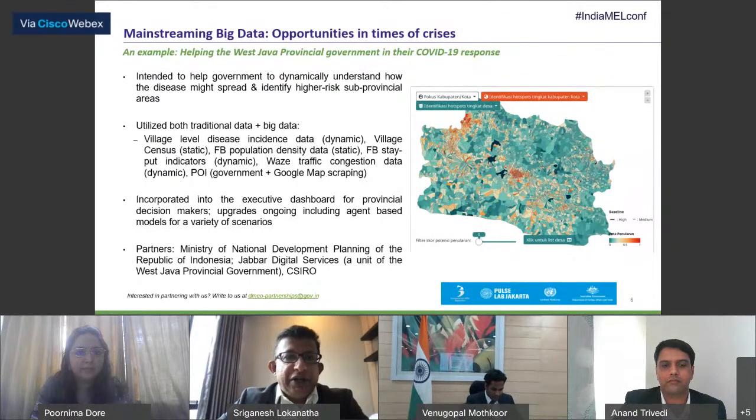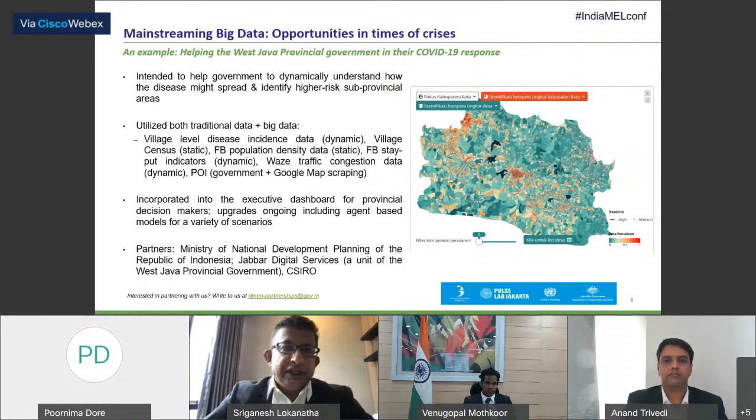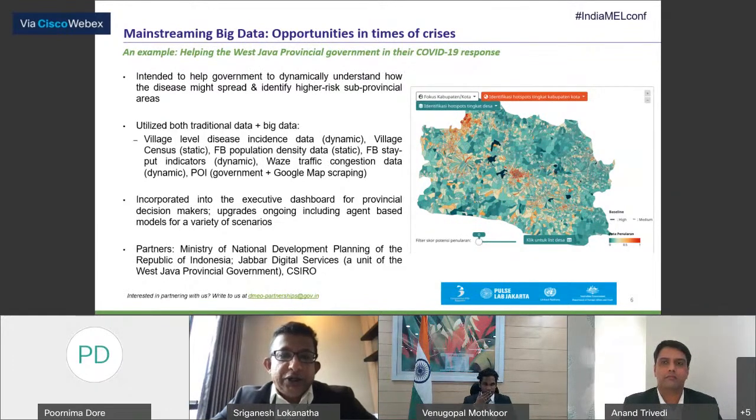So just briefly, Pulse Lab Jakarta is a joint initiative of the United Nations and the government of Indonesia, and part of the UN Global Pulse Network, which sits under the Secretary General's office. For my introductory remarks, I just want to touch on a couple of things, starting with an example. What you see there is a solution that we were part of developing in the last year for the West Java provincial government.